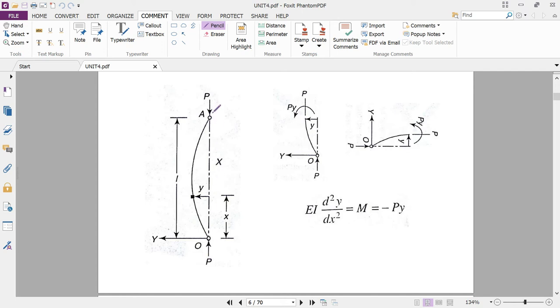Because of this external compressive force, the column will try to buckle in this direction. This is the Y axis, the axis of buckling. The Y axis is there and the X axis is there, and the column tries to buckle in the horizontal direction. L is the effective length of the column. So this is a particular case which is applicable.